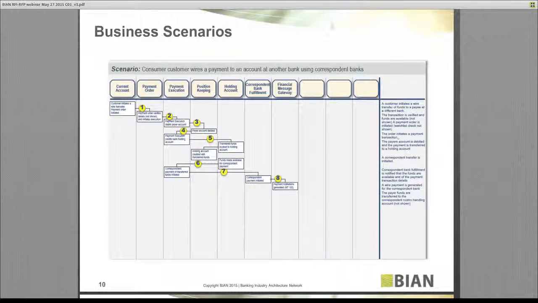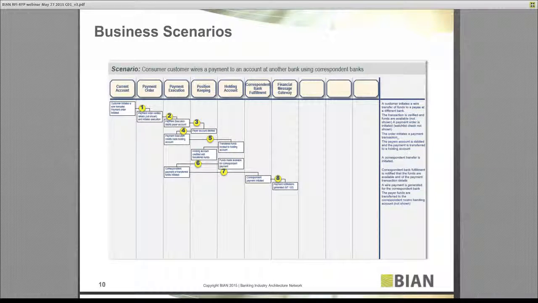What you see here now is an example of a business scenario that was provided out of the box by BIAN. We can see the interactions between service domains to satisfy wiring a payment to an account at another bank. The more scenarios we evaluate, we can begin to determine the service domains that we want the technology solution to satisfy. As we look at an example of this, we can see very easily that the payment execution service domain is most likely going to be a part of the solution.